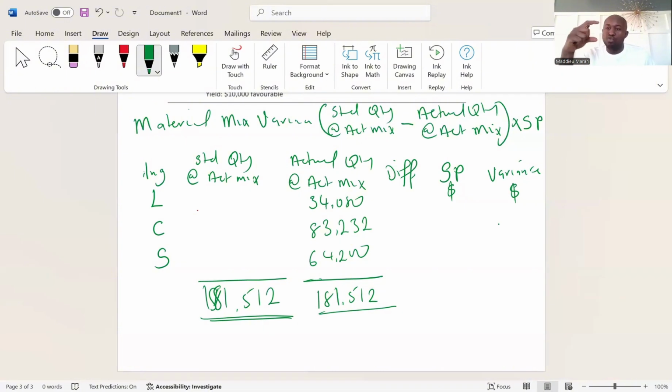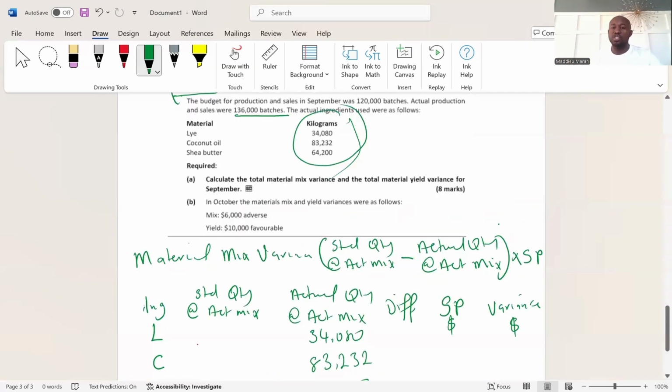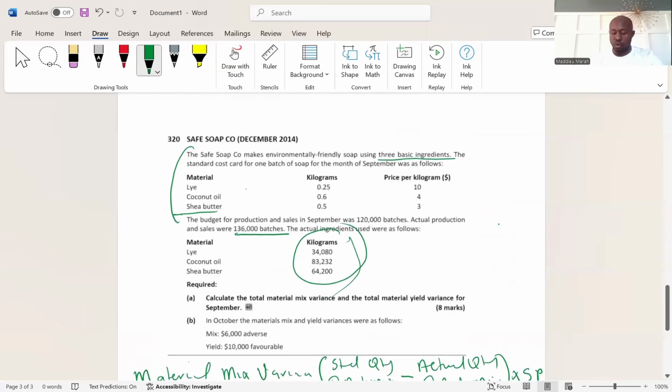How much of lime do we need? How much of coconut oil do we need? How much of butter do we need? The ratio we get from the standard result. We are told that it is 0.25 of lime, 0.6 of coconut oil, and 0.5 of butter. So if I total this, it will give me 1.35 in total. That is their ratio.